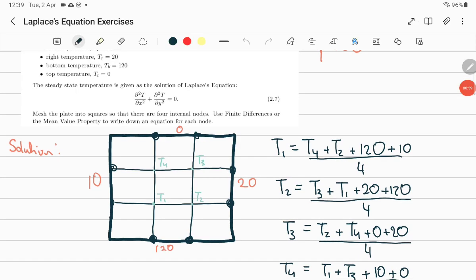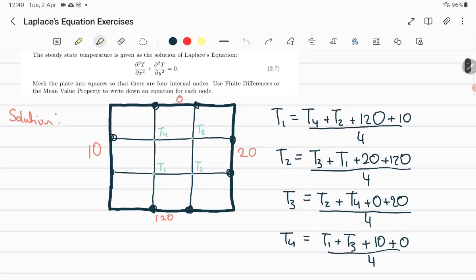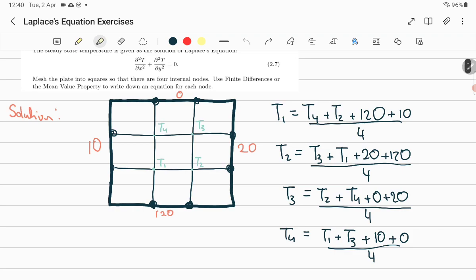The mean value property says that if you take any temperature, say temperature 1 there, and you were to draw a circle around temperature 1, this is supposed to be a circle, then temperature 1 is the average of the temperatures on that circle. And what you can do, rather than using the infinitely many points, is just use the grid points. T4 above, T2 to the right, 120 below, and 10 to the left. And do that for the 4 temperatures. And that's what we have on the right. And that's basically what you'll be doing in lab 7.